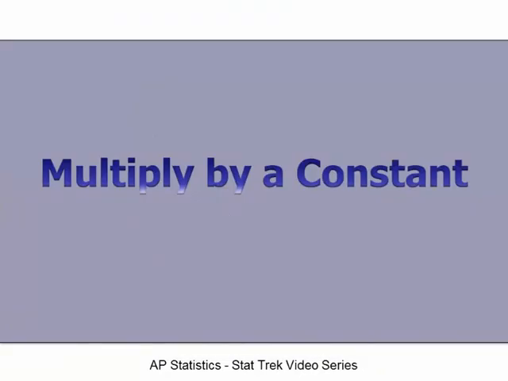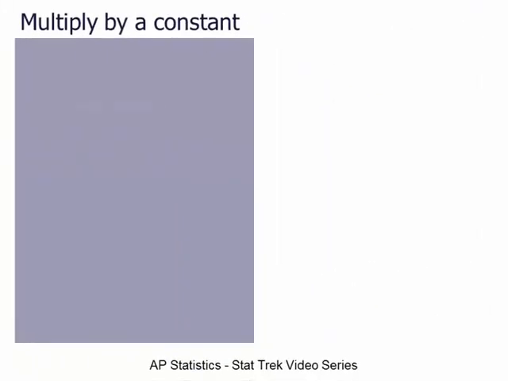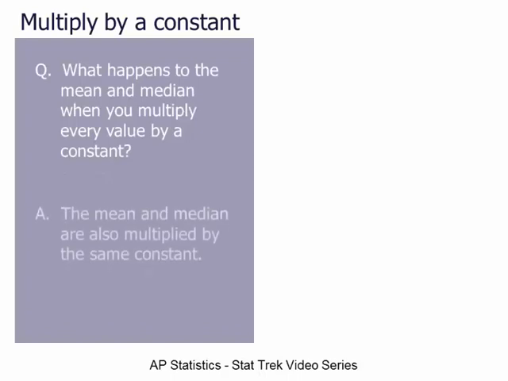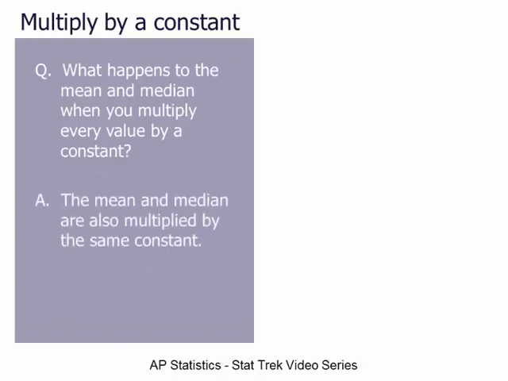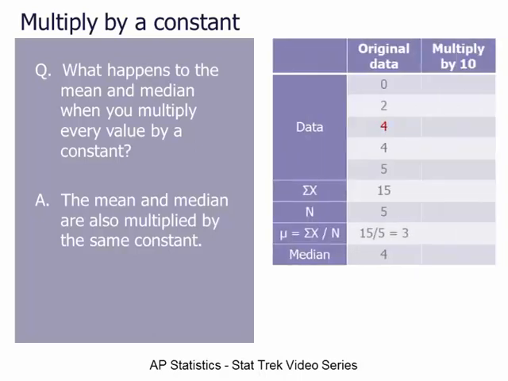On the Advanced Placement Statistics exam, you will also be expected to know what happens to the mean and median when you multiply every element in the data set by a constant. Here's what happens. The mean and the median are also multiplied by the same constant. Again, we can illustrate this with an example using the same data set that we just worked with. In this case, though, we multiply every element in the original data set by the constant 10, which results in a new data set consisting of the elements 0, 20, 40, 40, and 50.